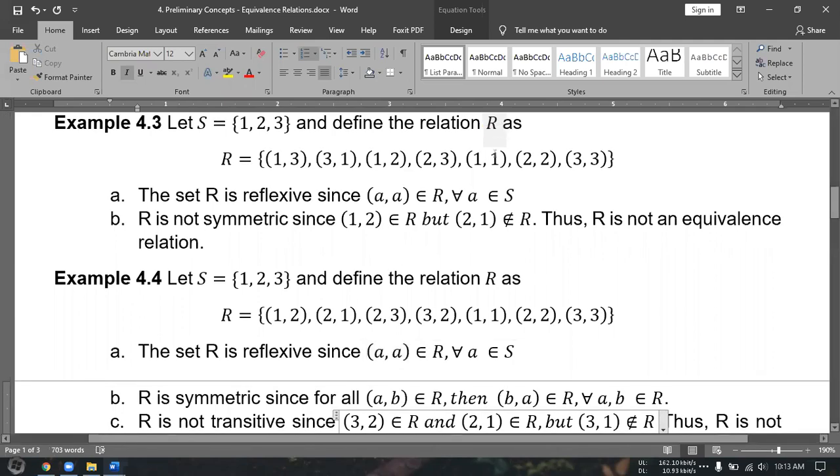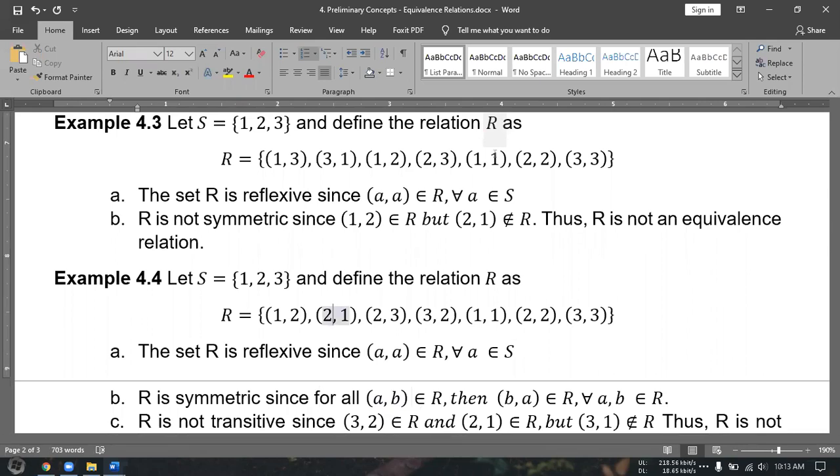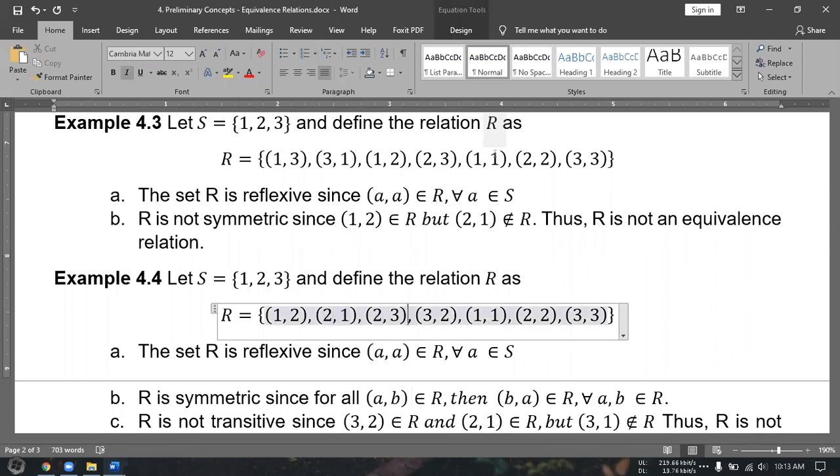And second condition, R is symmetric because we have (1,2) here, and also (2,1). And we have (2,3), we also have (3,2). And then we have (1,1). Of course, (1,1) is symmetric to itself, (2,2) to itself, (3,3) to itself. So R is symmetric.